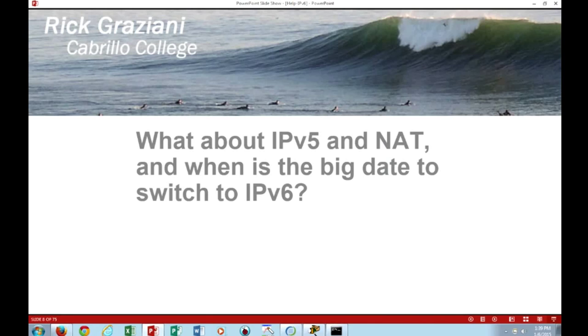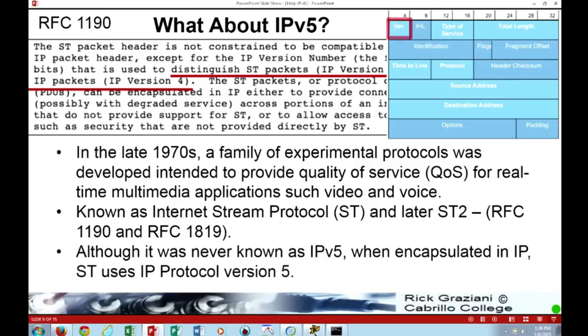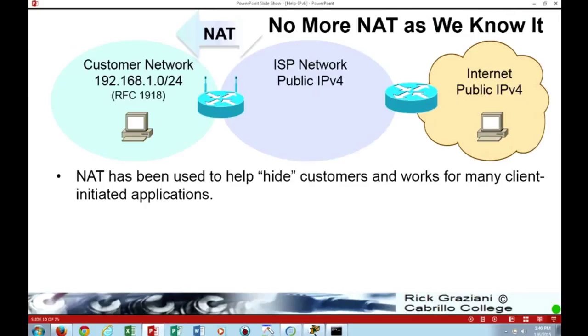Okay, so what happened to IPv5? Well, for IPv5, there was already a protocol called Internet Stream Protocol. It was a protocol to provide quality of service to real-time and multimedia applications. It wasn't a new IP protocol, but this is what happened. When it was encapsulated over IP, it used IP version 5 in the header instead of 4. So it was basically taken up. So that's why it's IPv6. All right.